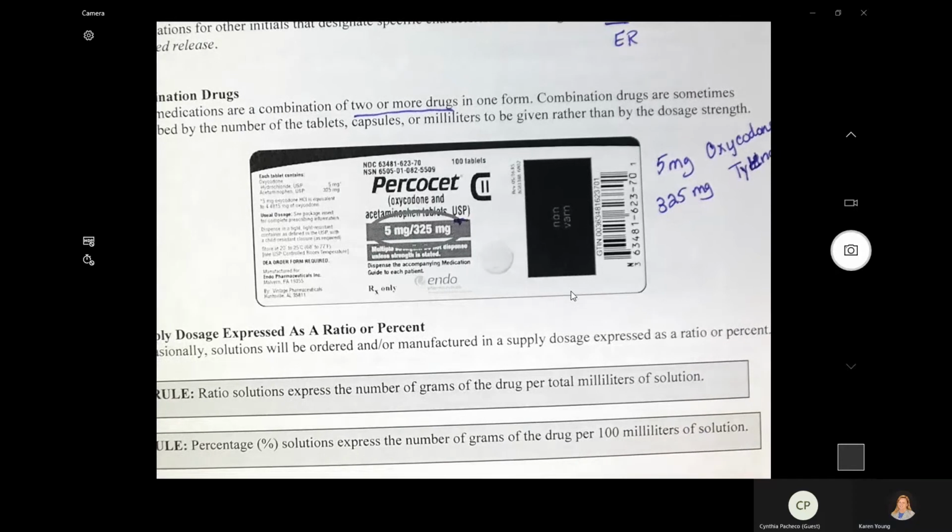Not a speller. But anyway, the doctor will order these. Generally, he'll order take 2 capsules of 5 milligrams per 325, or 5 tablets of 5 milligrams per 325 milligrams of Percocet. So he'll give the dosage strength, and he will give the number of tablets he wants you to take, or she wants you to take.